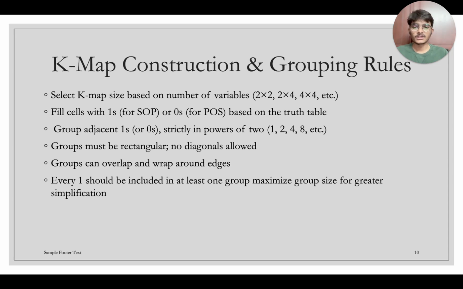Groups can overlap and wrap around edges. While grouping, one group may overlap with another group. It is no problem. Every one should be included in at least one group. Maximize group size for greater simplification. Before getting the logic, we need to ensure that the groups we are assigning are of maximum size. If it contains 16 or 8, we need to choose 16 because it has a greater size and it will result in greater simplification.